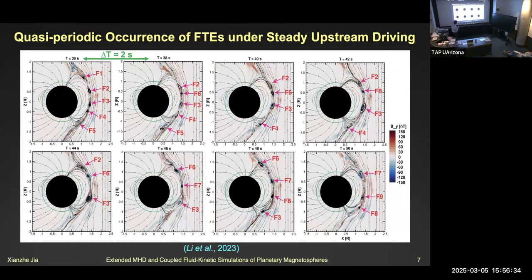If you see this first snapshot, we have 5 islands identified. We label them F1 to F5. Towards the end of the simulation, each panel is separated by 2 seconds. Towards the end, we have F9, okay? So in this 14 seconds, we have 4 new FTEs generated. That gives you a sense of time scale. In 14 seconds, we see 4 new FTEs. So on average, every 2 or 3 seconds, we see a new FTE on this magnetopause.